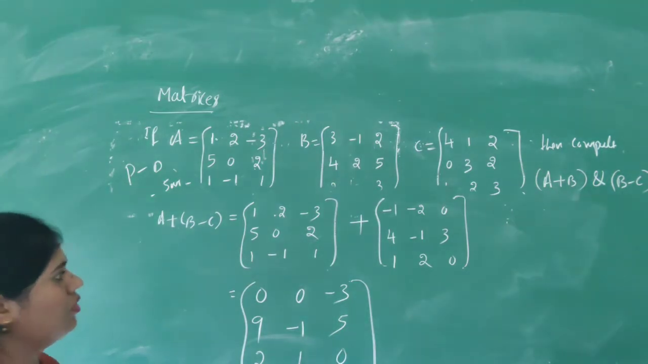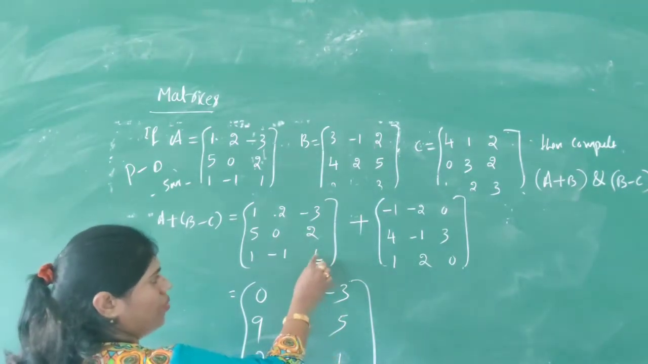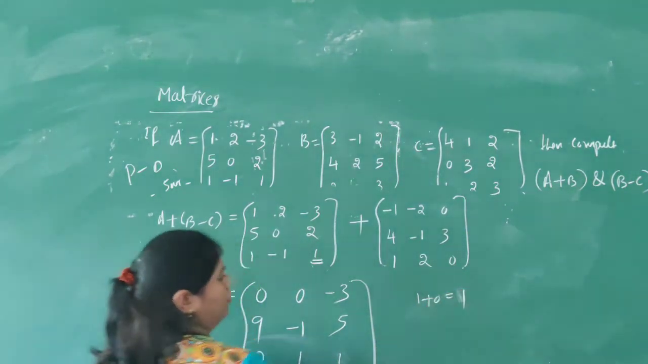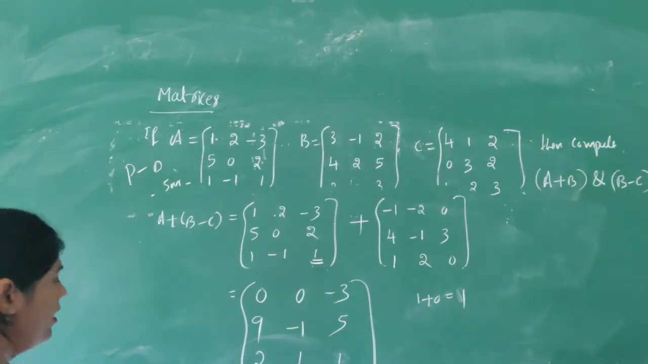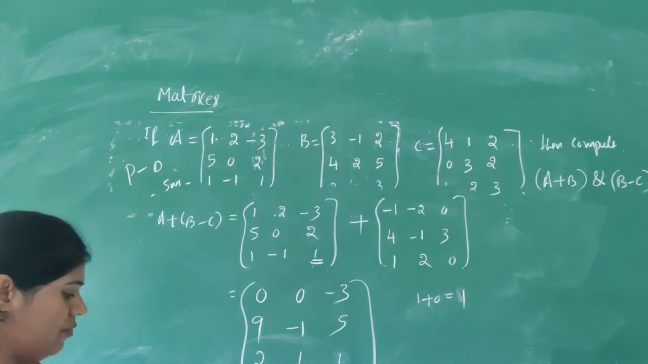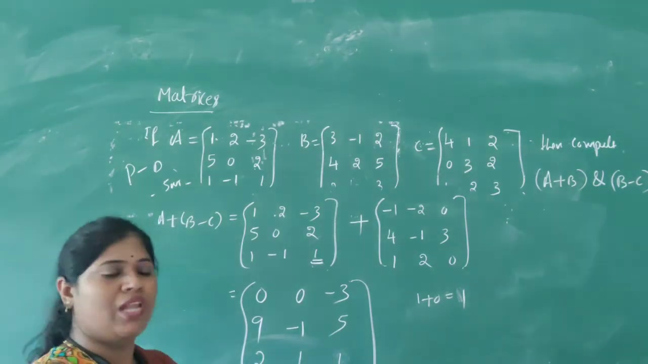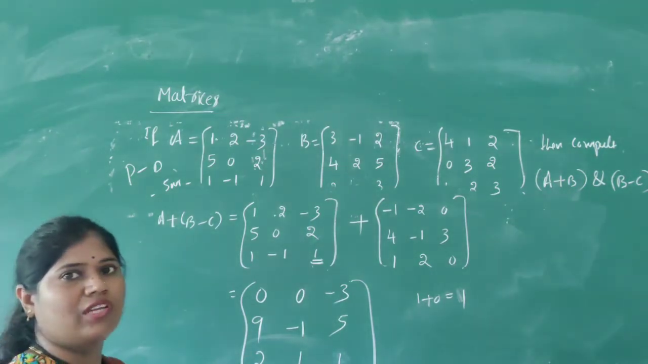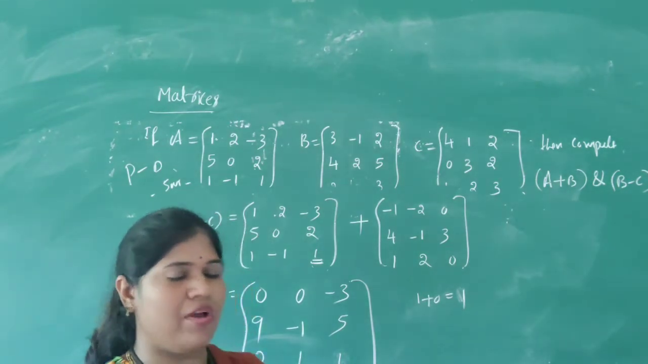Okay. So this one now, 1 plus 0 is 1, no, we are not subtracting. The last corresponding element, 1 is corresponding to 0. After adding, 1 plus 0 is equal to 1. So are the elements verified? Yes, it is verified because what we got for this A plus of B minus C is 0, 0, minus 3, 9, minus 1, 5, 2, 1, 1. And in this A plus B minus C, it is the same answer we have got, okay? You just go through it. This one is for 5 marks.